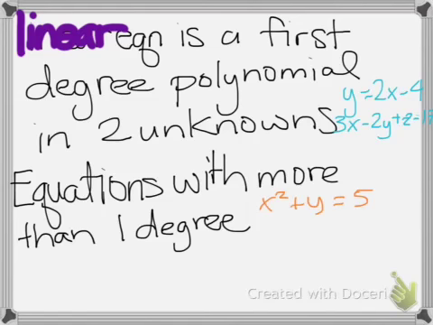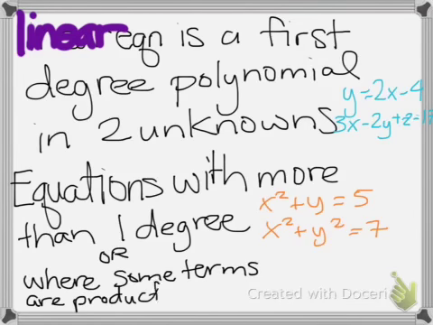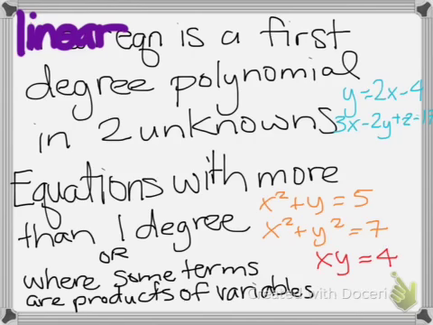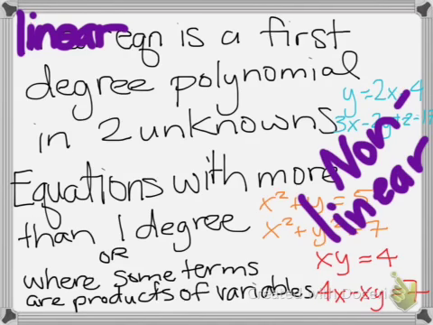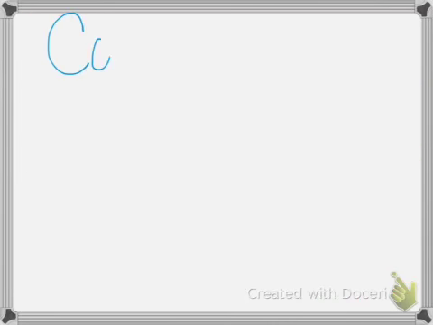An equation that has more than 1 degree would look something like this: x squared plus y equals 5, or x squared plus y squared equals 7. Or you could also have it happen where some of the terms are products of variables. So you can have xy, x times y equals 4, that is nonlinear. And 4x minus xy equals 7, that's also nonlinear. Those orange and red ones are nonlinear.